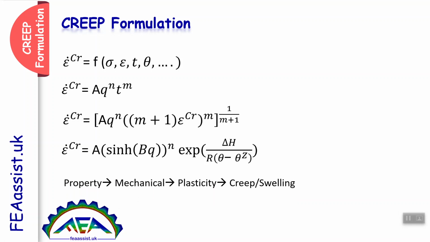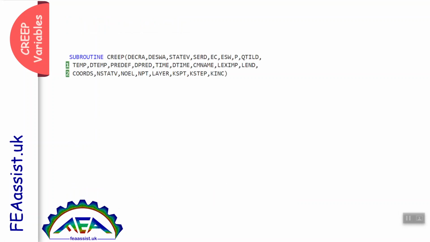But mostly you cannot predict the experimental behaviors, and you cannot fit the experimental curves by these equations. So you need a place to actually write your creep formulation and force Abaqus to solve the creep problem based on your new equation, which is not one of these equations. This place is the creep subroutine.